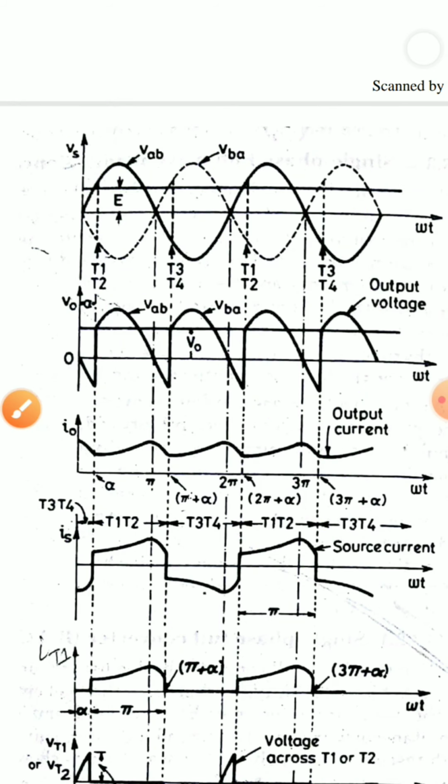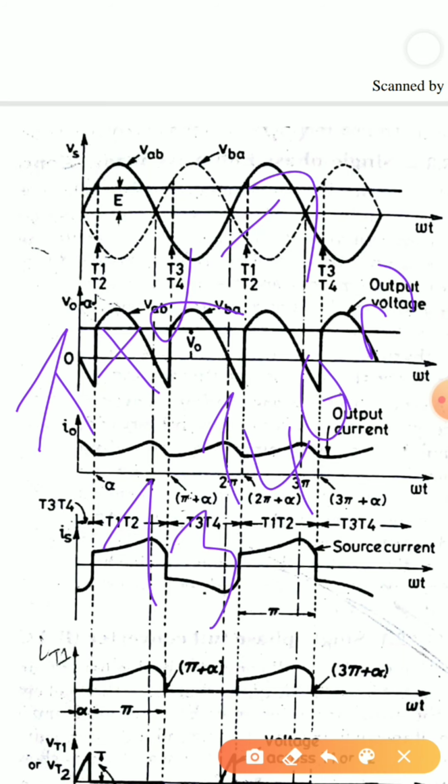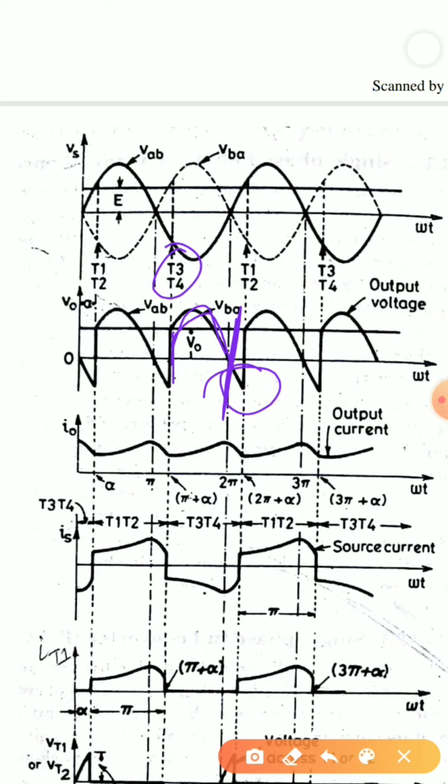The inductor is discharging, therefore I am getting a small negative portion. Then we can see that at pi plus alpha, my thyristors T3 and T4 will turn on because they will be getting a triggering pulse. Again this will continue. At 2 pi, T3 and T4 will become reverse biased. This small portion I am getting is because of the discharge of my inductor.